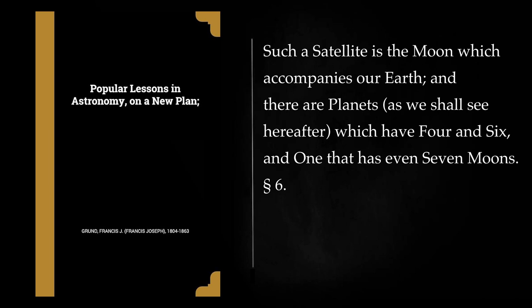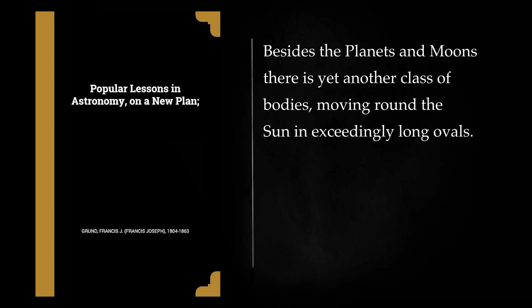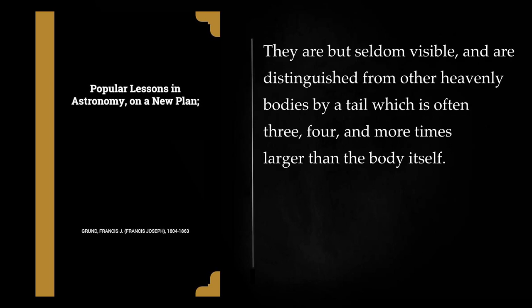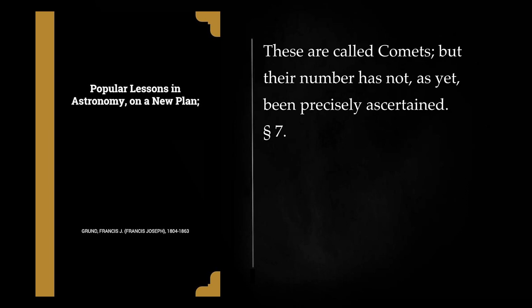Section 6. Besides the planets and moons there is yet another class of bodies, moving round the sun in exceedingly long ovals. They are but seldom visible, and are distinguished from other heavenly bodies by a tail which is often 3, 4, and more times larger than the body itself. These are called comets, but their number has not, as yet, been precisely ascertained.